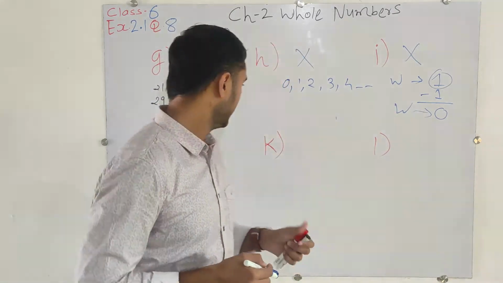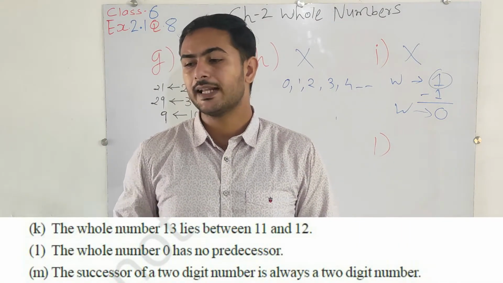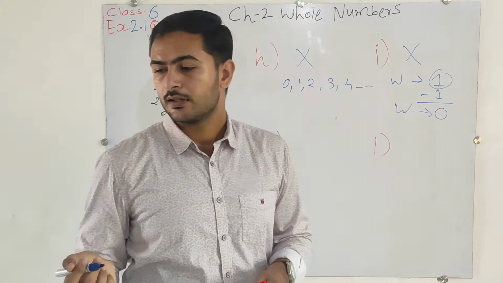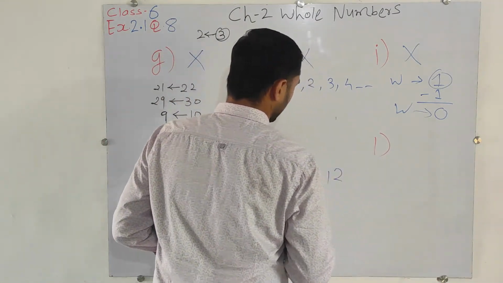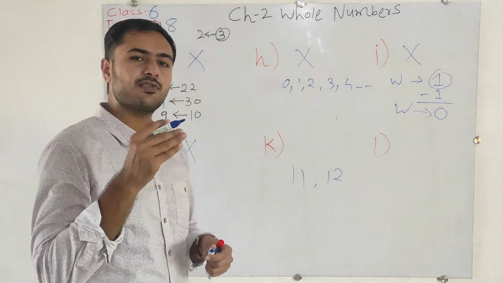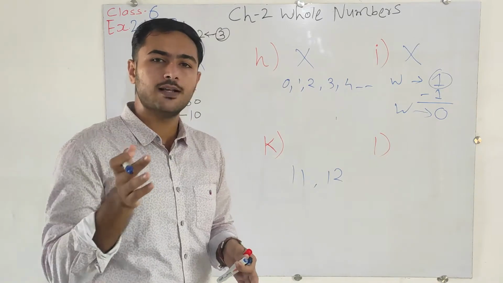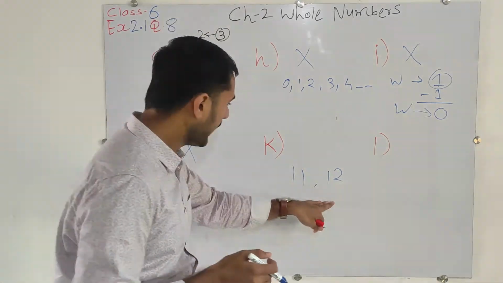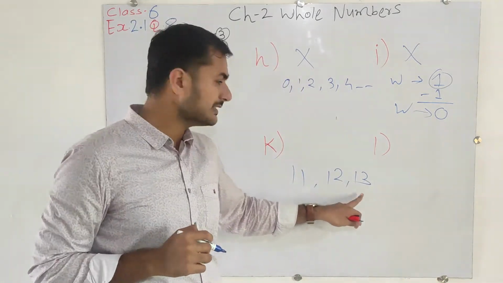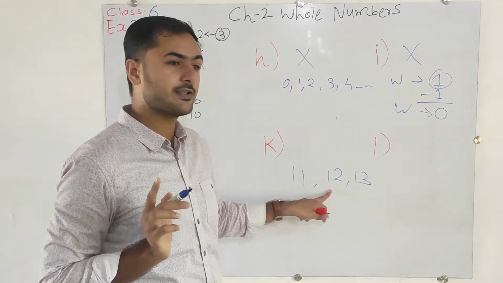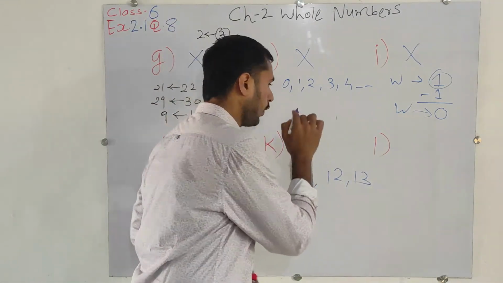Fine. The next one is K. K1: the whole number 13 lies between 11 and 12. From the number line we can identify this if we list the numbers from 0: 0, 1, 2, 3, 4, 5, 6, 7, 8, 9, 10, 11, 12 and then 13. The statement says that 13 lies between 11 and 12, but no, actually 13 comes after 12. So the given statement is wrong.